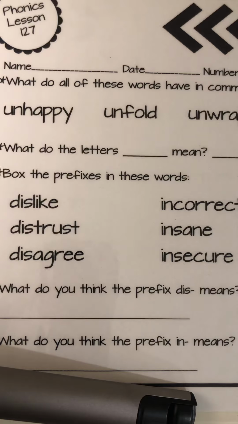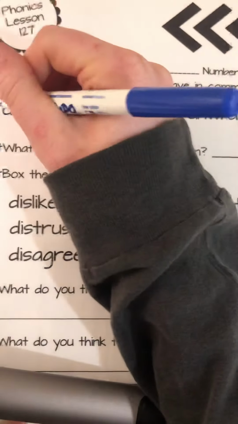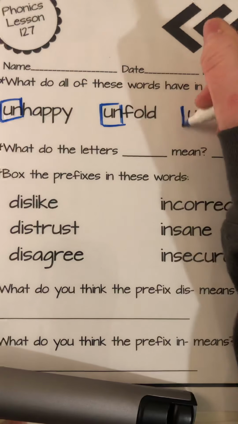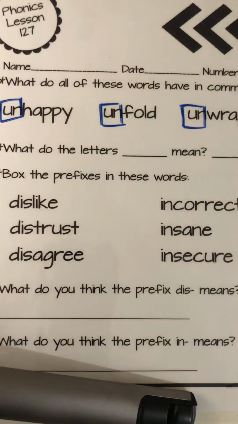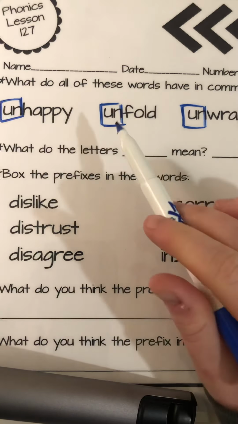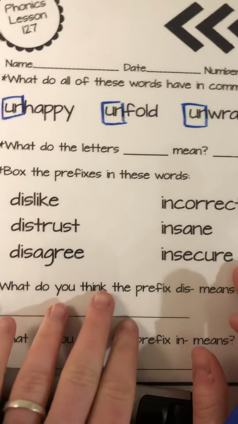They all have un in the front, which is a prefix. And how do we code a prefix? We box it. So I can go ahead and box those two letters, un, that mean not, and the opposite. If I'm unhappy, I am not happy. If I unfold something, I am not folding it. And if I unwrap myself from a blanket, I'm getting out. I'm not wrapping myself up, right?